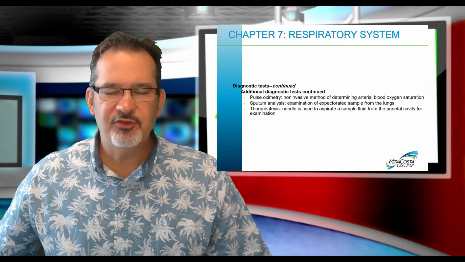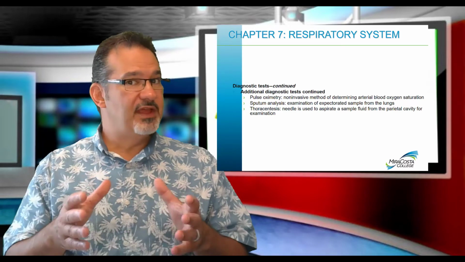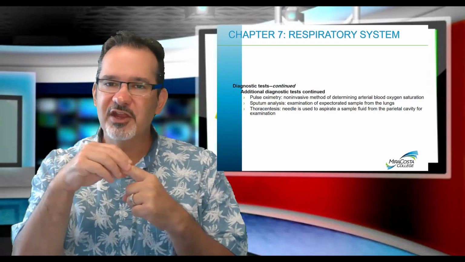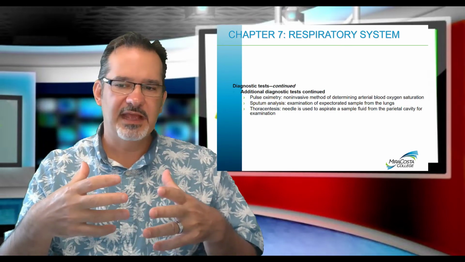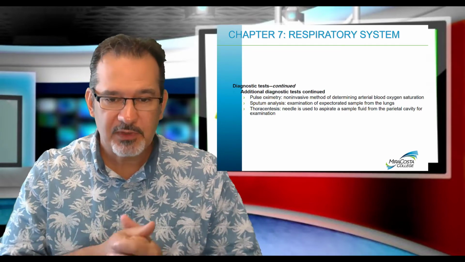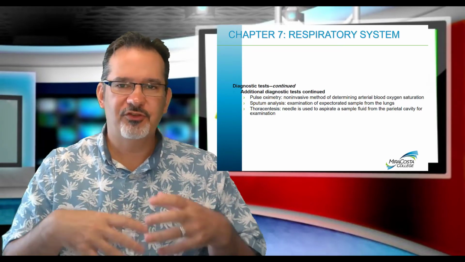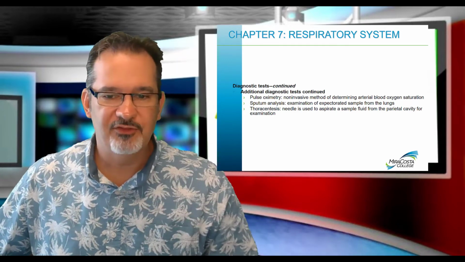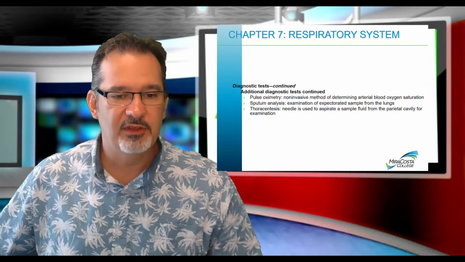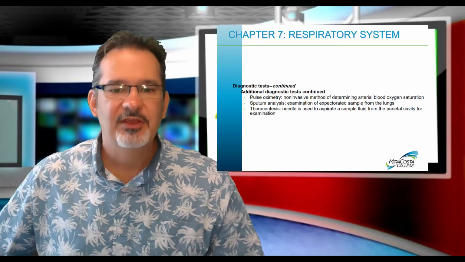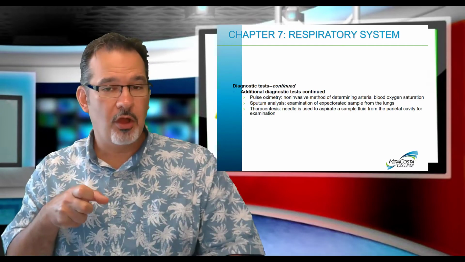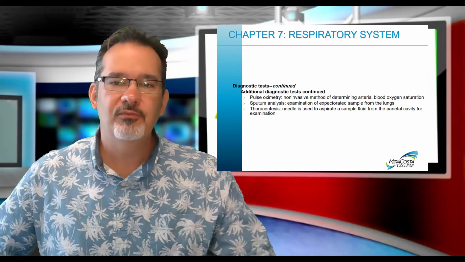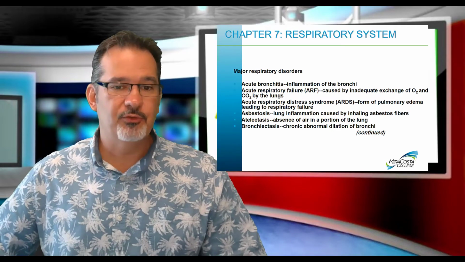Okay. Other tests that we do, pulse oximetry, non-invasive. We do a pulse ox. Some of you guys have probably had that done. We put that little clip on a finger, and we are looking at the oxygenation of blood in the system. So we're looking at the respiratory system oxygenating our blood into our circulatory system. Sputum analysis, that was what we just talked about with the cultures. And then a thoracentesis is using a needle to withdraw or aspirate a sample of fluid from the pleural cavity, and then examining that fluid in the laboratory.